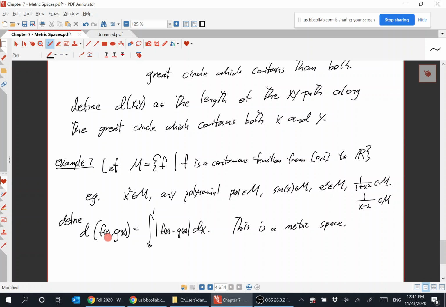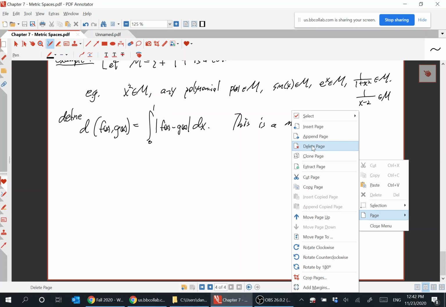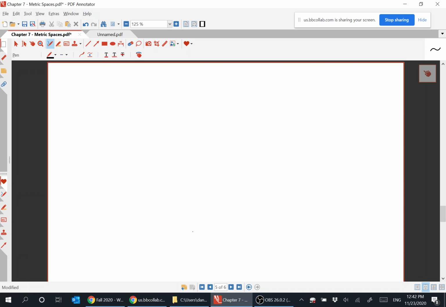So now you define the distance between two functions, f of x and g of x, as an integral from 0 to 1 of the absolute value of f minus g. That's a metric space. It's a really cool one, too. So they come in all shapes and sizes, is kind of what I'm trying to tell you. But we're kind of going to concentrate a lot on R cross R. All right.